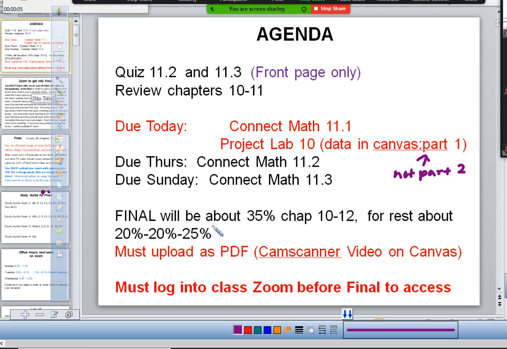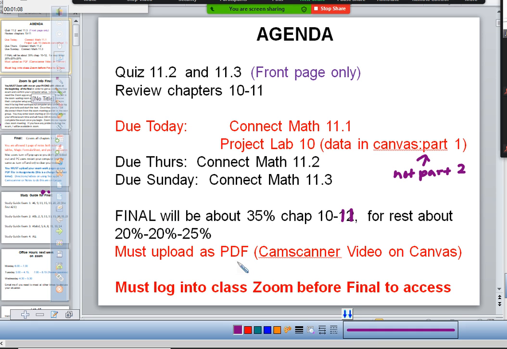Reminder again, the final is going to be 35% on chapters 10 and 11. Chapter 12 is now wrapped into chapter 11 in this version. And then the rest will be 20% on exam 1, 20% on exam 2, and 25% on exam 3.